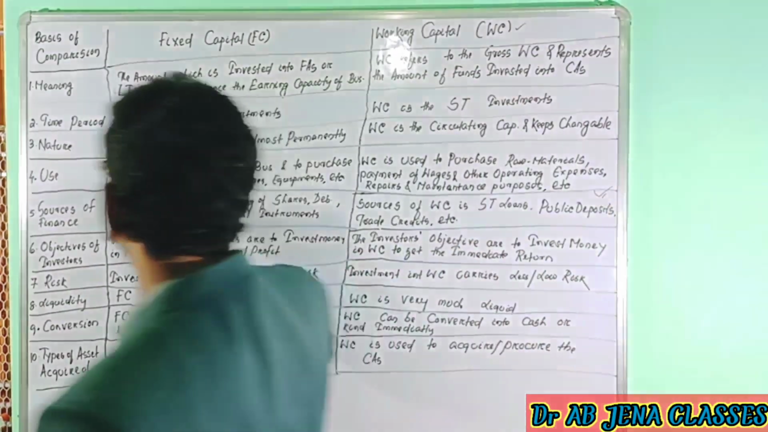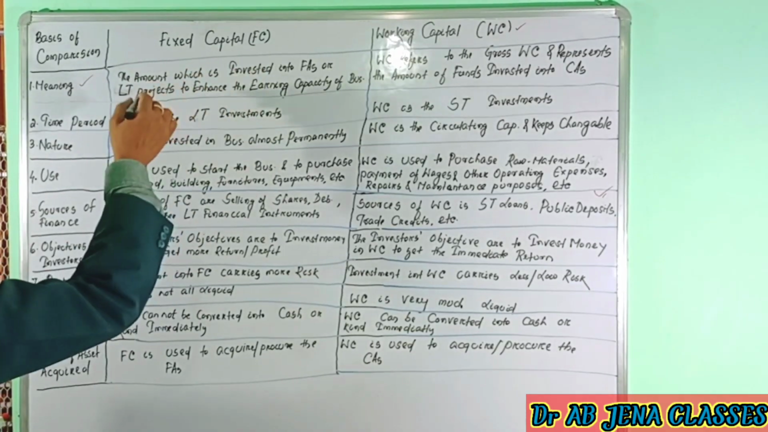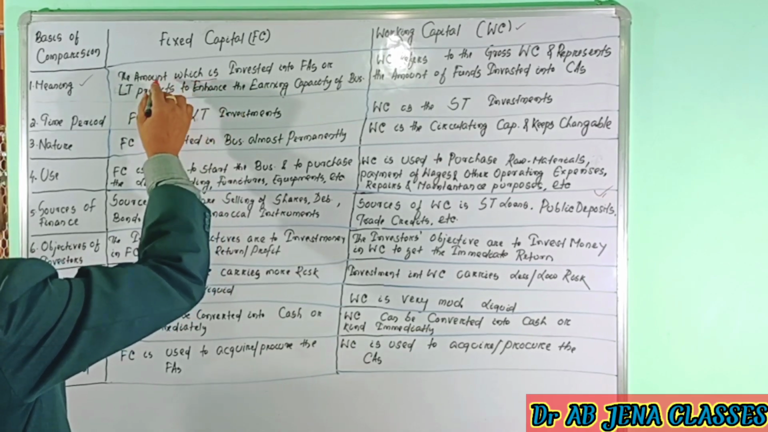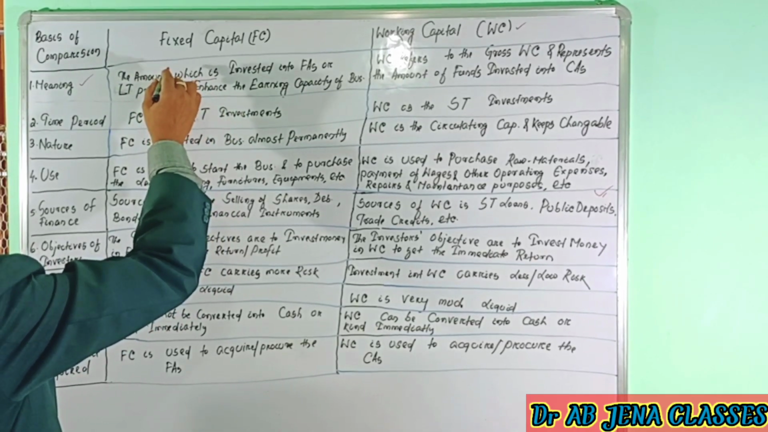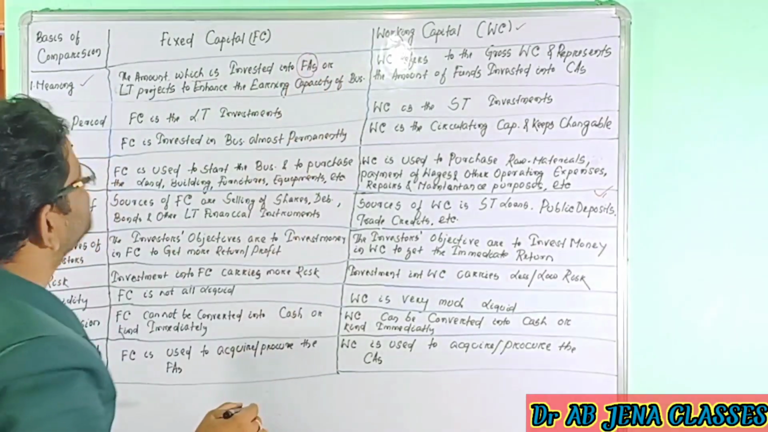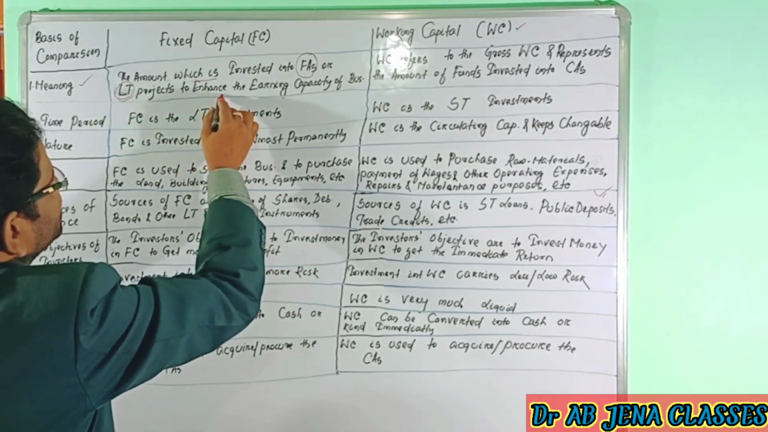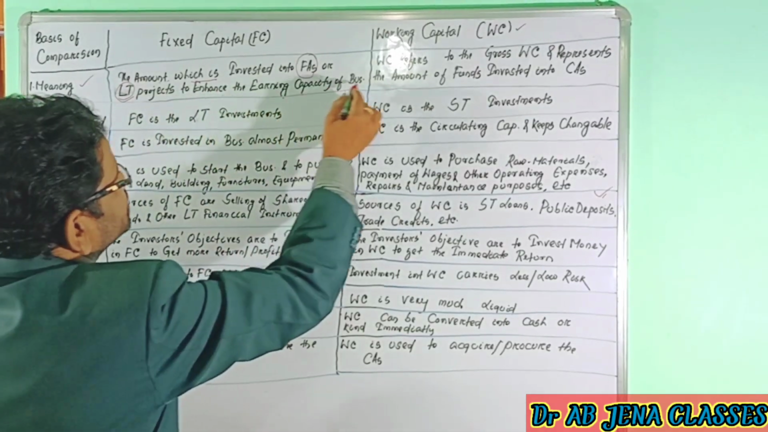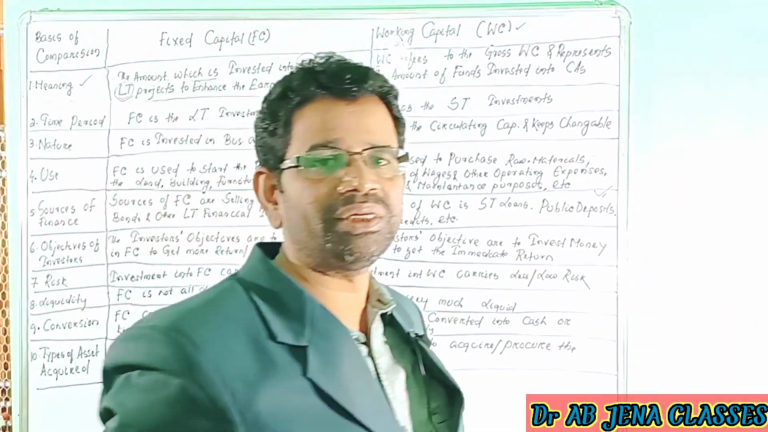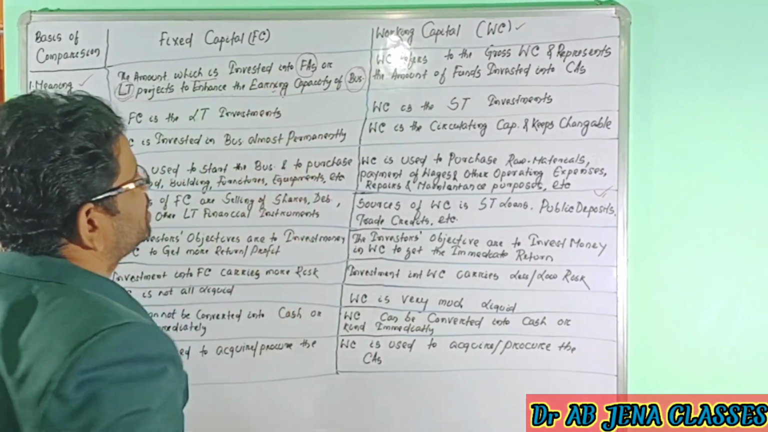The first basis of comparison is the meaning. What is the meaning of fixed capital? Fixed capital is the amount, fund or finance which is invested in fixed assets or long term projects, in order to enhance or increase the earning capacity of the business. That is the main motto or objective of the business: enhancement of earning capacity.